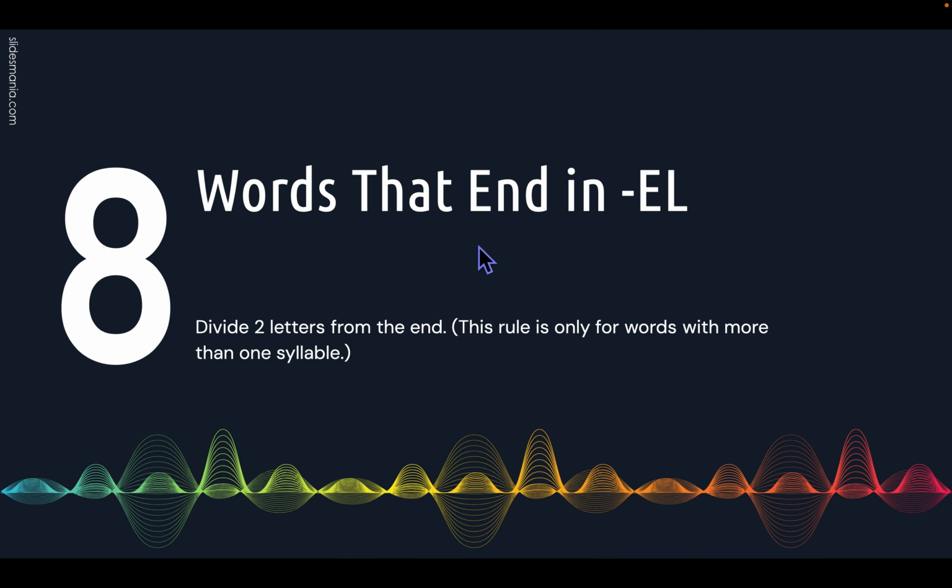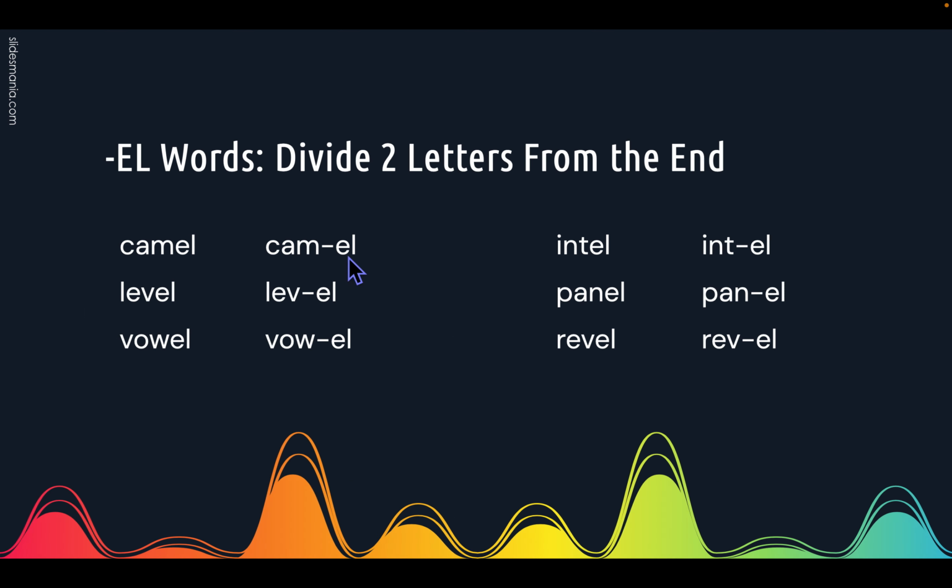So if we have words with more than one syllable that end in E-L, we divide two letters from the end. So all these words, I divided two letters from the end. And right here and here and here and here and here, we have vowels in the middle of the syllable, so we will use the short sound. Here we have a vowel at the beginning of the syllable, so we will also use the short sound. So we get camel, level, vowel, intel, panel, and revel.